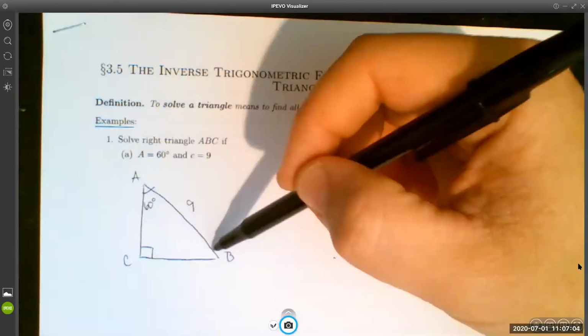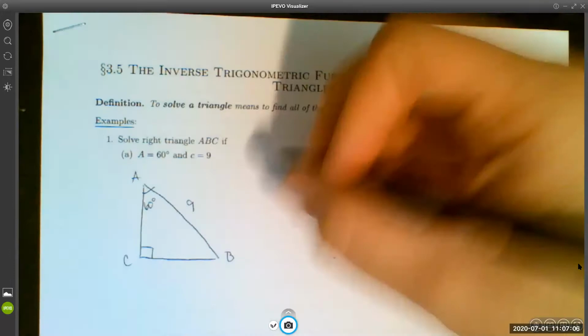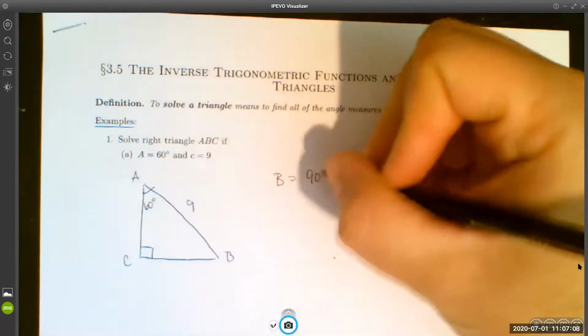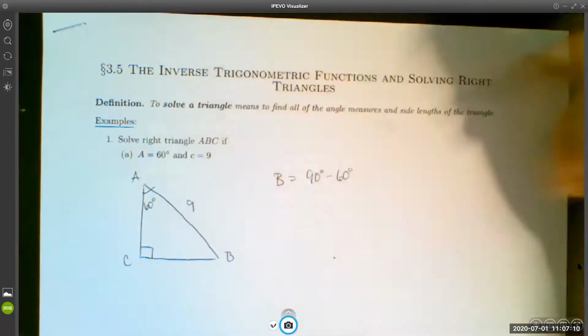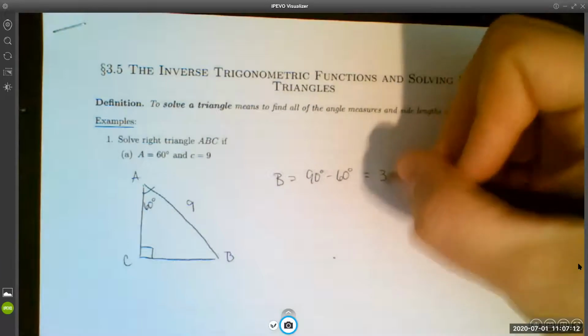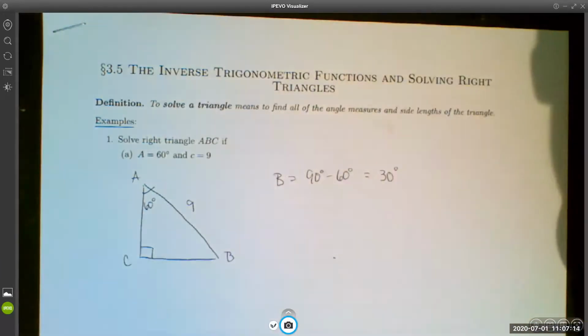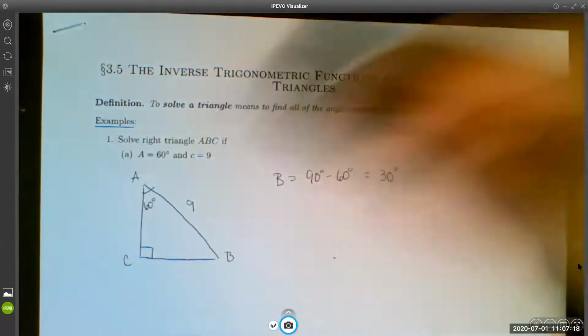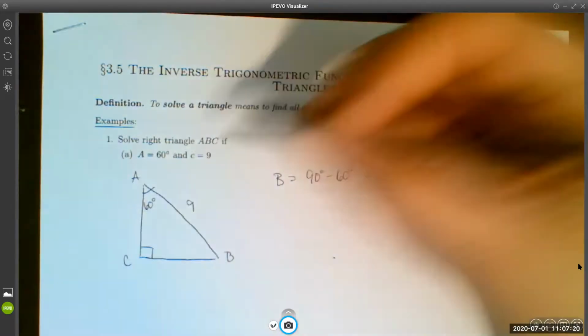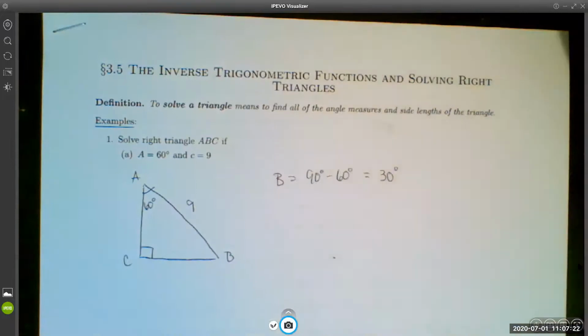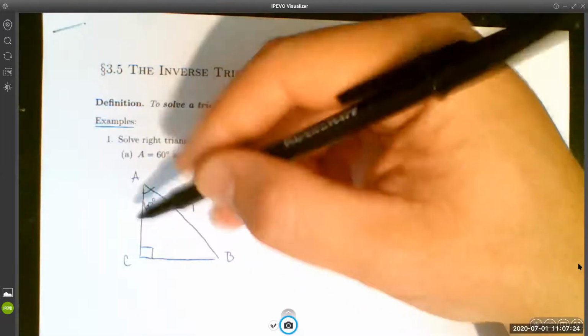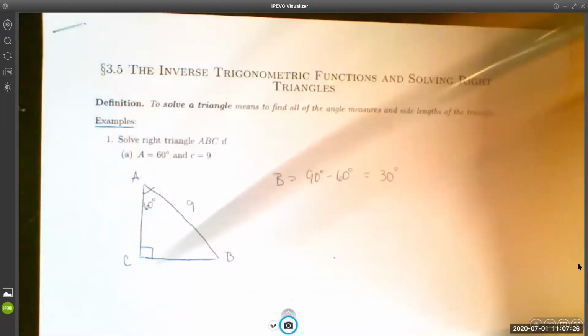We can get this angle pretty easily, right? Angle B should be 90 degrees minus 60 degrees, since A and B are complementary. So angle B is 30 degrees. That's easy enough. And of course, angle C is 90 degrees. That's given just from the fact that the triangle is a right triangle. But how do we find sides A and B? How do we find those two sides?